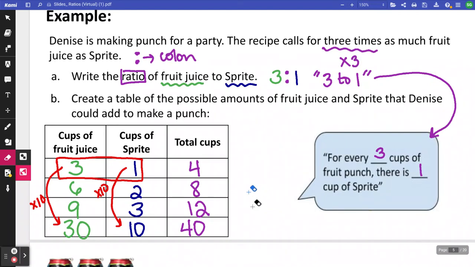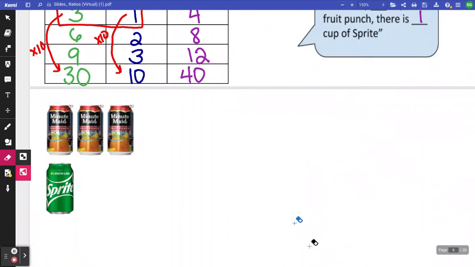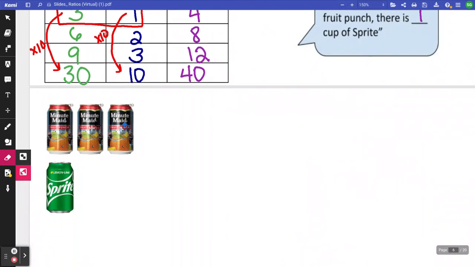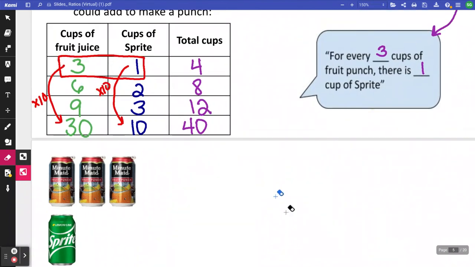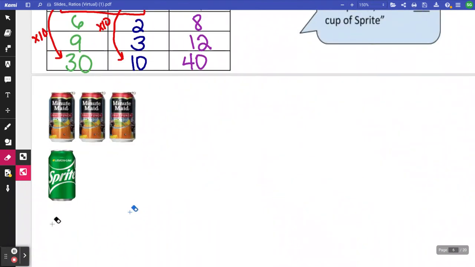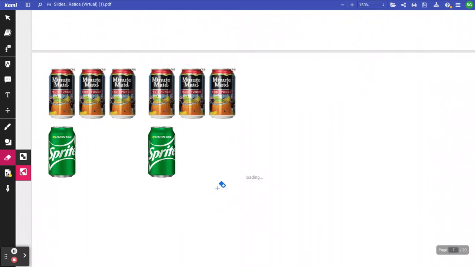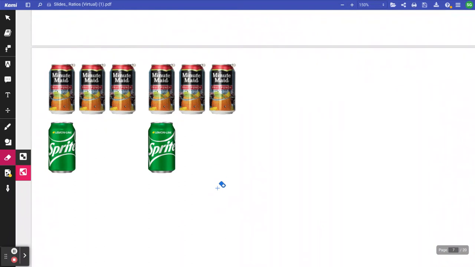So when we say 3 times as much fruit juice as Sprite, that's like this. We've got 3 cans of fruit juice for that 1 can of Sprite. All she's doing in this table is creating more punch. So if I wanted more than this makes, I could double it. And if I double it, that means I've got like 2 of those pictures from above. Now I've got 6 cans of fruit juice and 2 cans of Sprite.